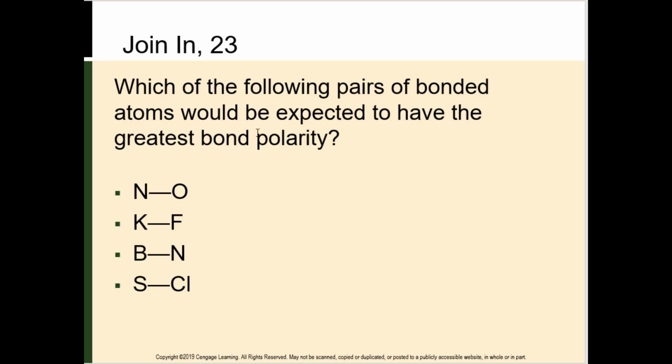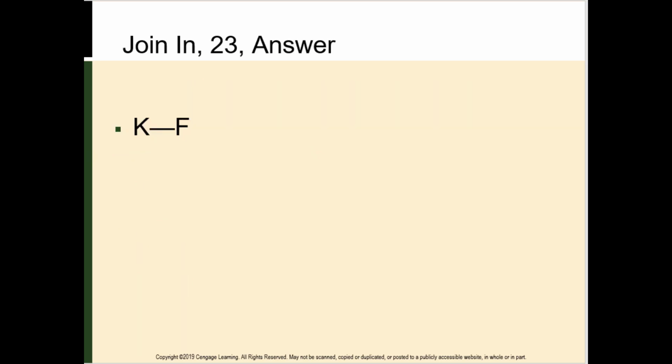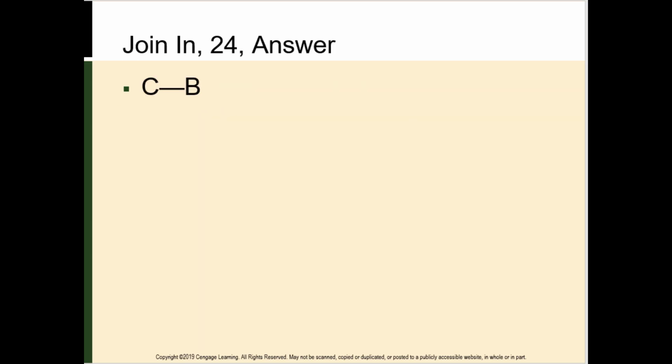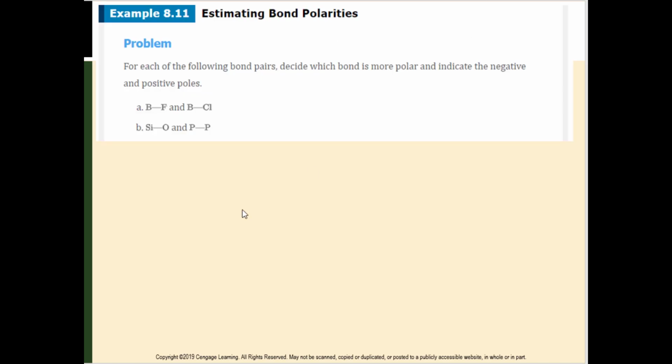Which one of these pairs would be expected to have the greatest bond polarity? So take a minute and pause. We should have gotten KF. Which one is the least polar of these? Hopefully you got CB. Here's another one. For each of the following bond pairs, decide which bond is more polar and indicate the negative and positive poles. So take a minute and pause.